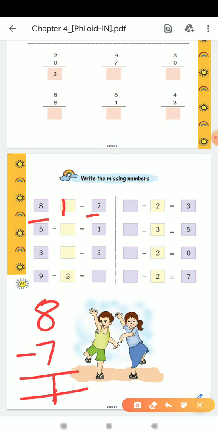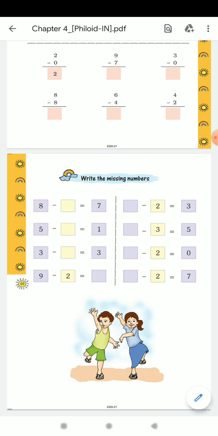Now 5 minus, here we have no second number, 1. So if we subtract 5 and 1, what comes after 1? 2. Start counting. 2, 3, 4, 5. 4. So here our answer is 4. Okay, in this way you have to subtract each number from the other one, and you will get your answer.